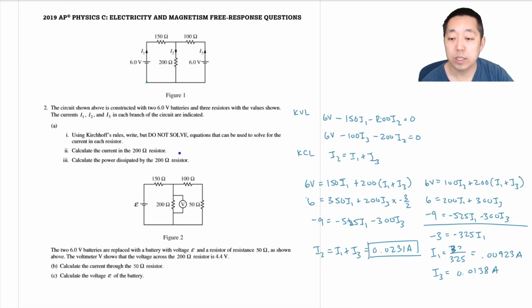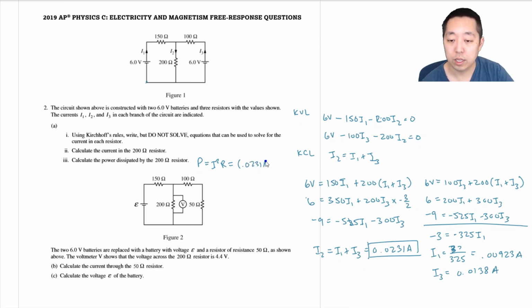Okay, so I think that's right. So there we go. Now the power dissipated by the 200 ohm resistor, we're going to use P equals I squared R, because I know the current. I don't know the voltage exactly, so I can't do I times V or V squared over R, but I know the current.